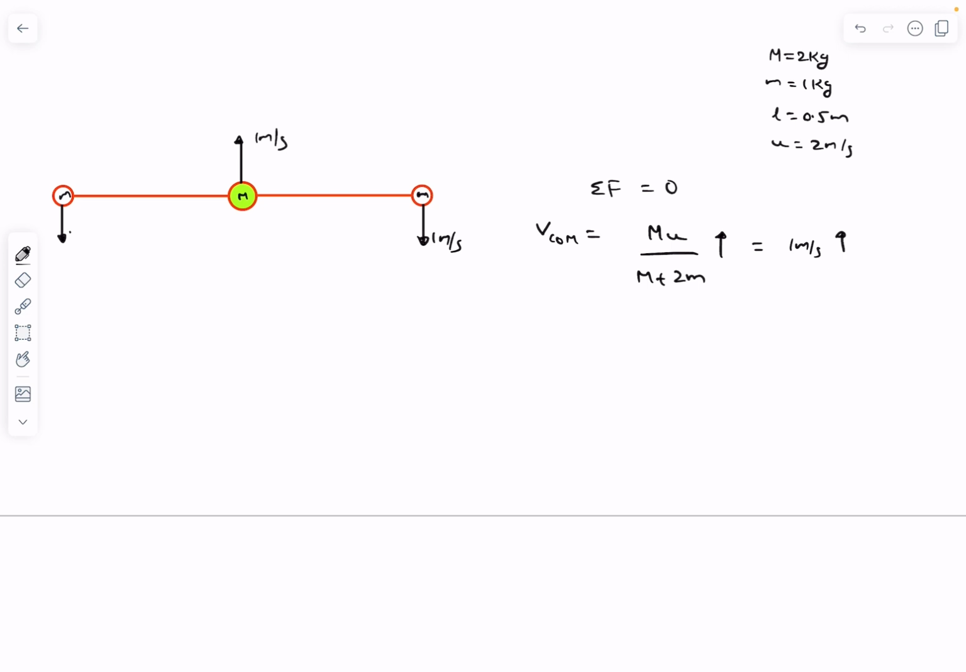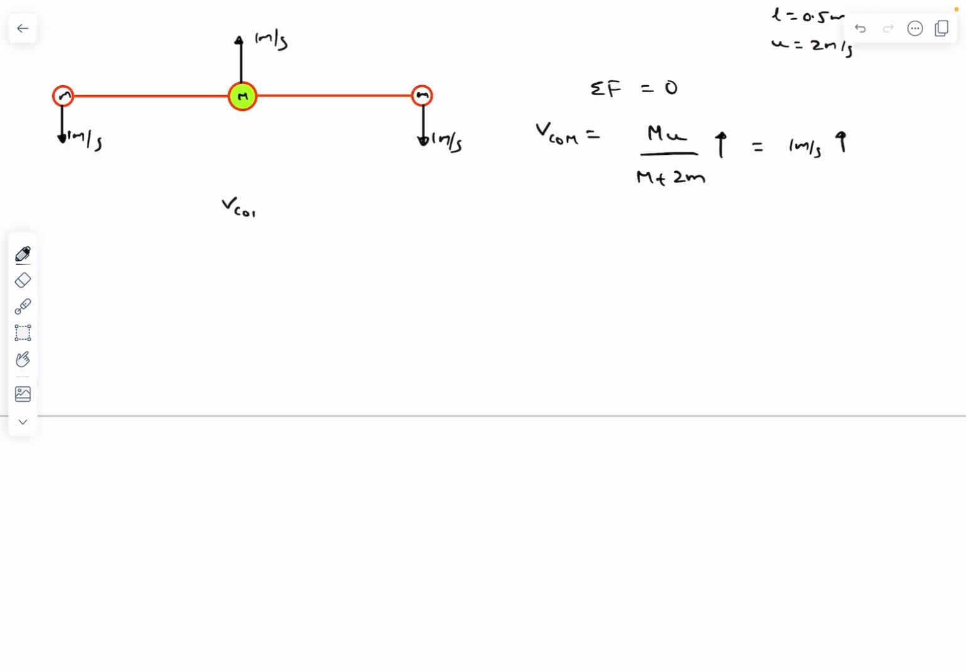Similarly, the smaller masses will have 1 meter per second downwards as the initial velocity. Okay, so this is observing with respect to the center of mass. Now as we move on to the center of mass frame, the center of mass will remain at its place. Initially the center of mass was over here, finally also it will be over there.